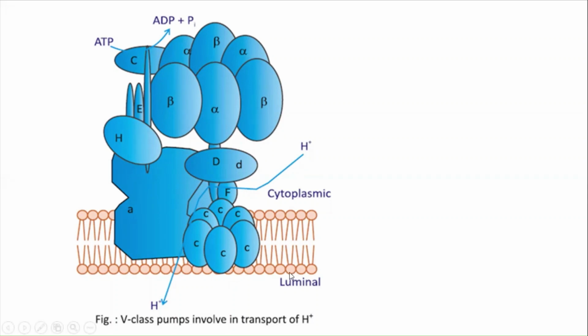Okay. What was there? If you remember, it was H plus from the intermembrane space to the matrix side, correct? Here it is the opposite. Here it is from the cytoplasm to the lumen, and eventually again it results in the rotation of this shaft. Okay, just that it is opposite of the proton gradient.